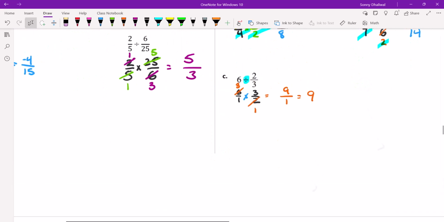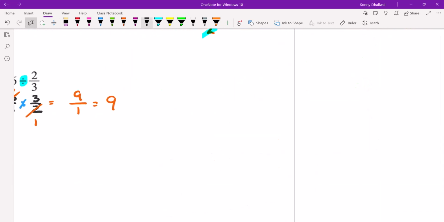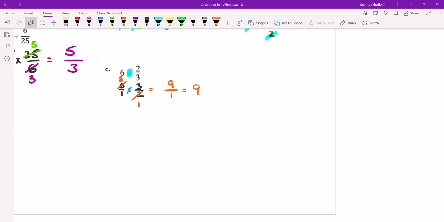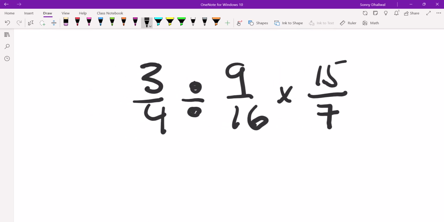And I'm going to make the notes shorter so we have more time to do our assignment. Because we're going to do an assignment, then we're going to do some more notes after that again. But I'm going to do an extra question here with you guys. Let's do this one here: 3/4 divided by 9 over 16 times 15 over 7. All right. That's what we're going to do. Make it a little bit harder. We're going to do 3 terms.